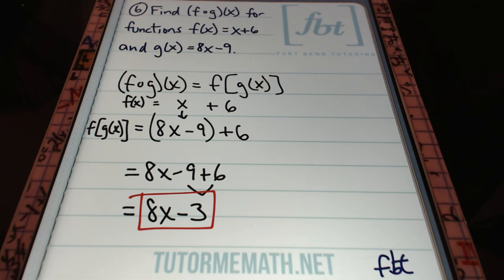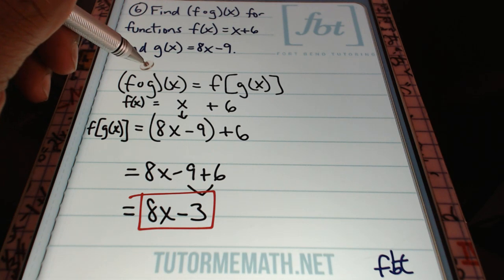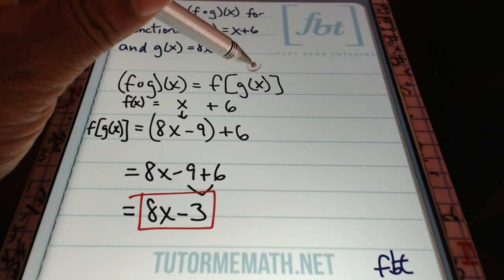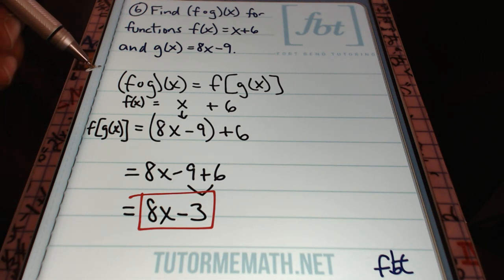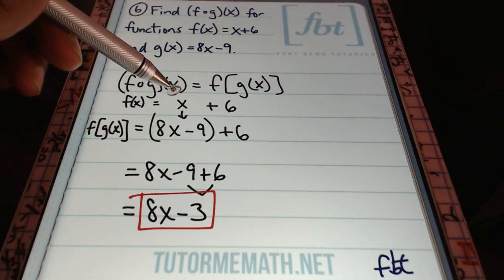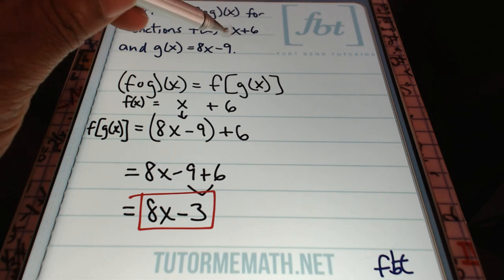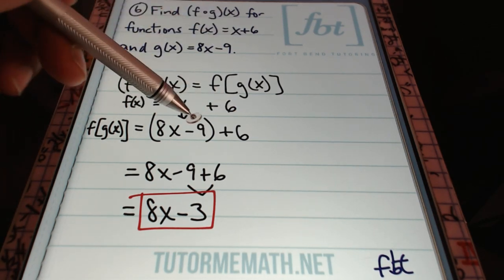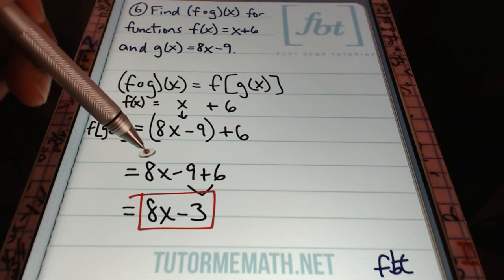That's it. That's all you have to do. So f composite g of x means to replace every x in f with the function g. And that's exactly what we did. We took away that, we substituted that variable x with all of g of x, which was 8x minus 9. And then we continued with the rest of f, which was plus 6. And then we combined our like terms.